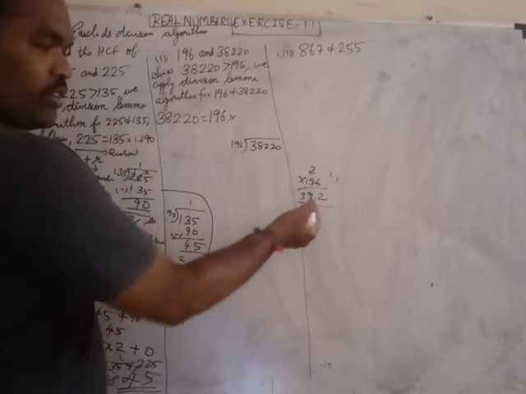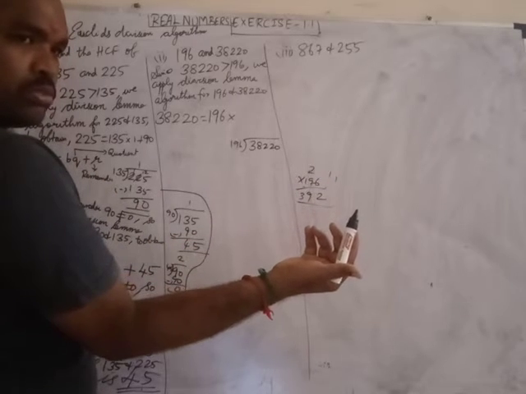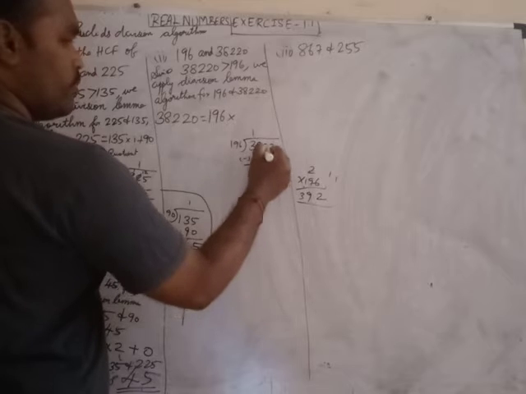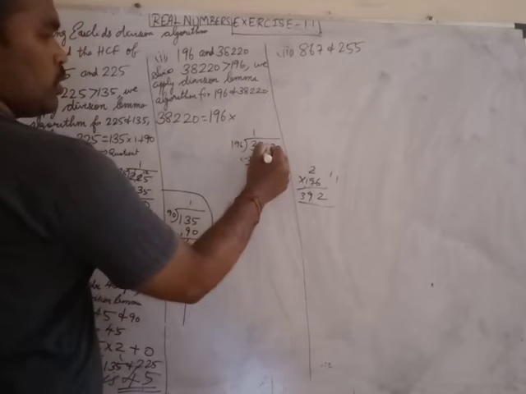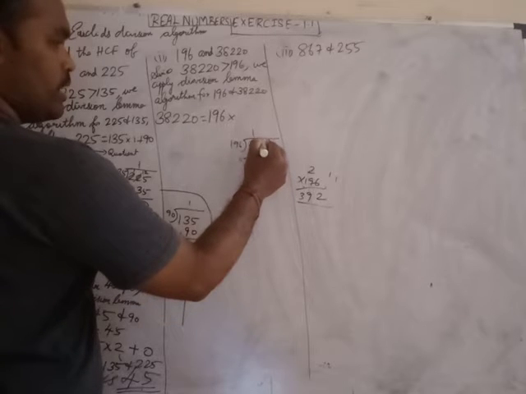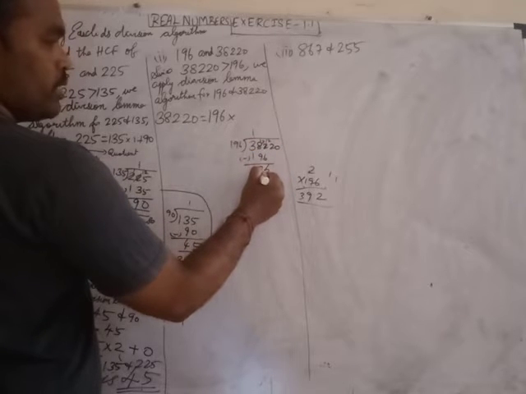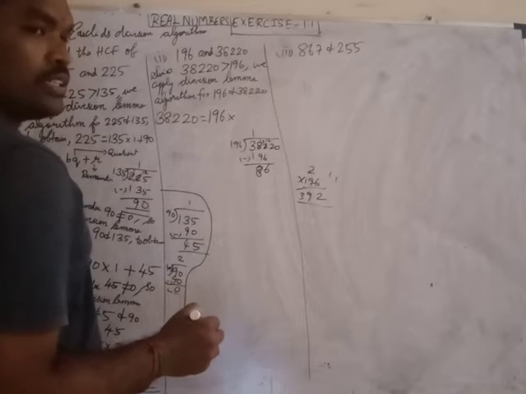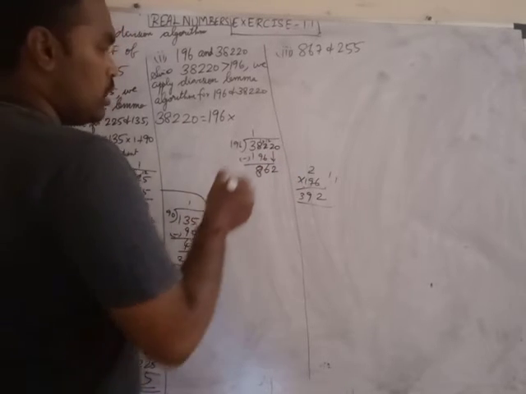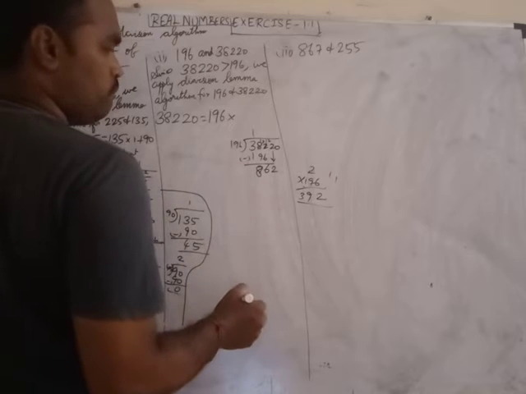So will 2 come? No. So 1 into 196, 196. 2, 12. If we borrow 12, 12 minus 6, 6. 17 will come. 8. Correct? Now this one, 2. Next, which number will come?